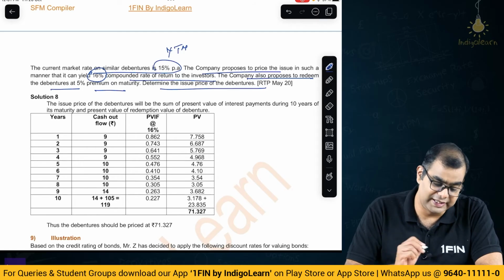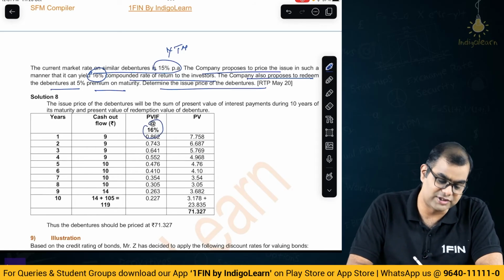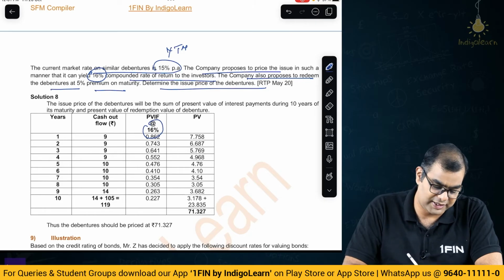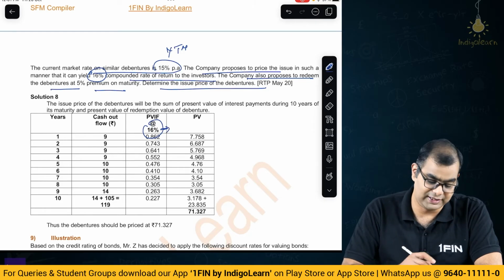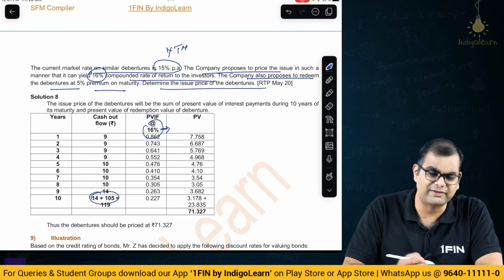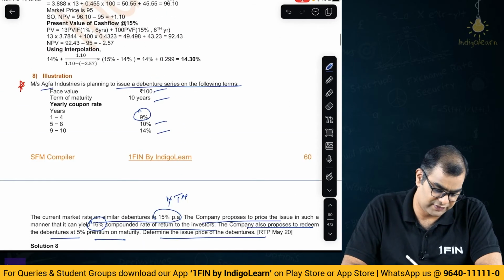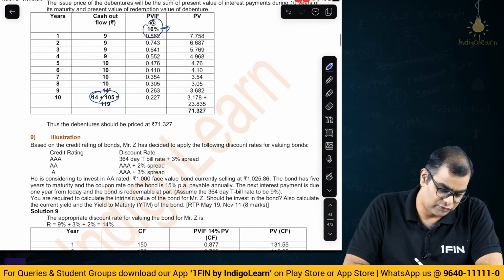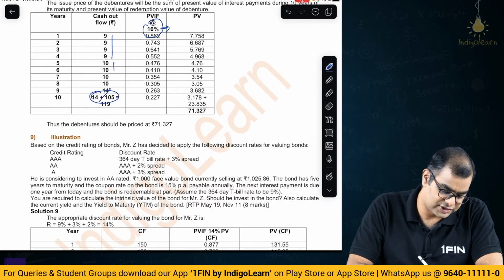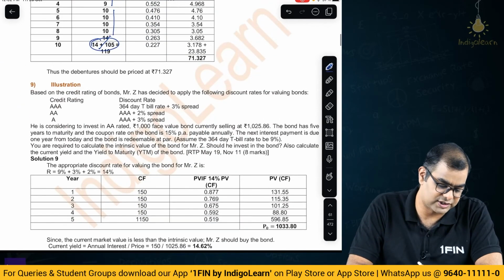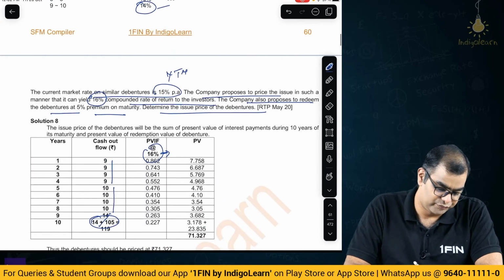So, yield is already given at 16, even though similar debentures are 15, because of the complications that this particular debenture has, they are planning to price it at 16 and they are also going to redeem at a premium of 5%, which is 5 rupees, 5% of 100 is 5 rupees, and the last 2 years coupon is 14%. So, last 2 years is 14, next 3 years is 10, first 4 years is 9.